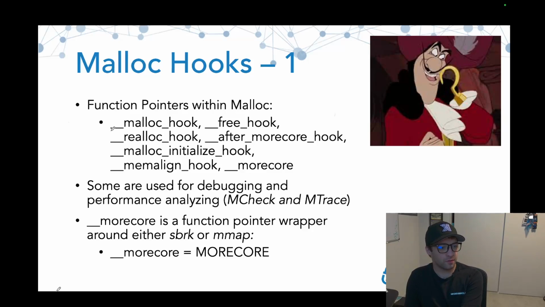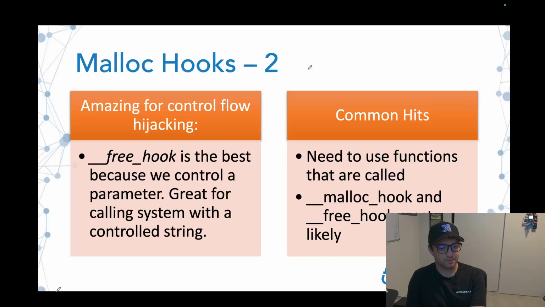There are various pointers. There's malloc hook, free hook, realloc hook, after morecore. The morecore hook is a pointer for a wrapper around SBRK and mmap. So a lot of really interesting stuff going on here. The malloc hooks are awesome for hijacking control flow. The free hook is the best because we control an input parameter.